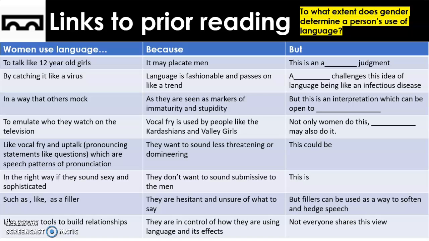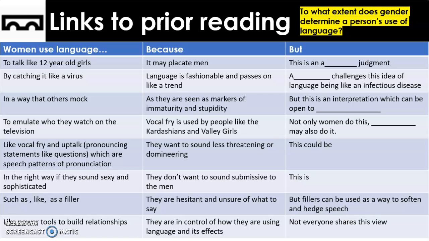Women use language like vocal fry and uptalk, where you pronounce statements like questions, which are speech patterns of pronunciation. Women use language in the right way if they sound sexy and sophisticated. Women use language such as like as a filler. Women use language like power tools to build relationships. So all of those ideas, okay, actually are answering that question: to what extent does gender determine a person's use of language? However, it's all focused on a woman's use of language. So to what extent does the female gender determine your use of language? Well, this article is consistently saying, well, yes, it does, because women do this, this, and this. Okay, so we saw that in the article.